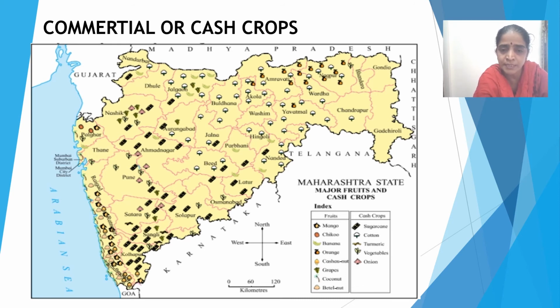Just find out all these names and write in your notebook where the commercial and the cash crops grow. That's the mango, banana, chiku. All the icons or the symbols are given on the map. Write 5 names that grow cotton, 5 places that grow turmeric, mangoes. Find out any 5 names of commercial or cash crops.